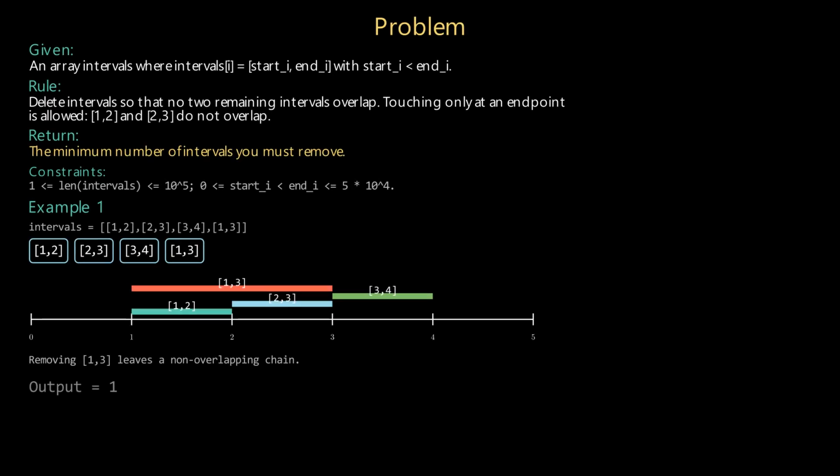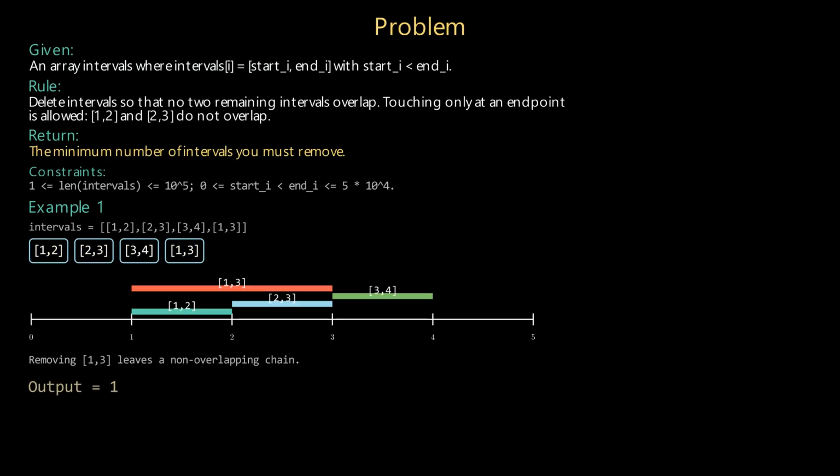Given an array intervals where intervals[i] = [start_i, end_i]. Rule: delete intervals so that no two remaining intervals overlap. Touching only at an endpoint is allowed; [1, 2] and [2, 3] do not overlap. Return the minimum number of intervals you must remove.